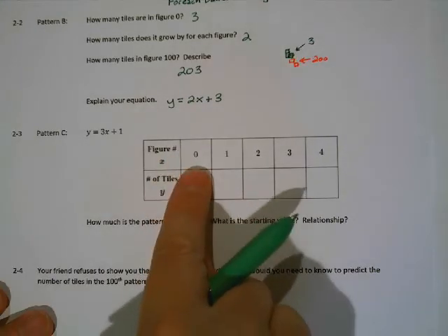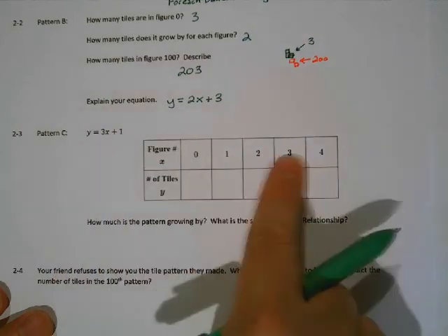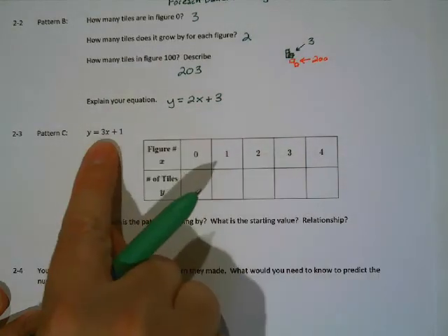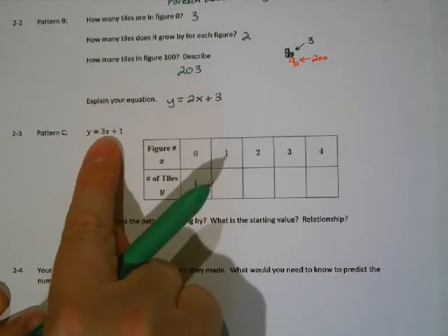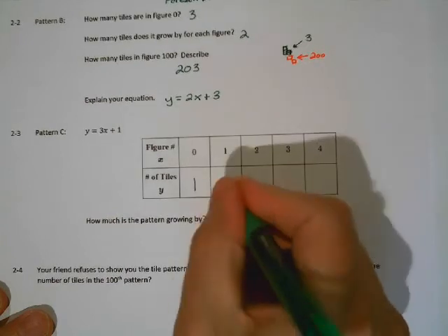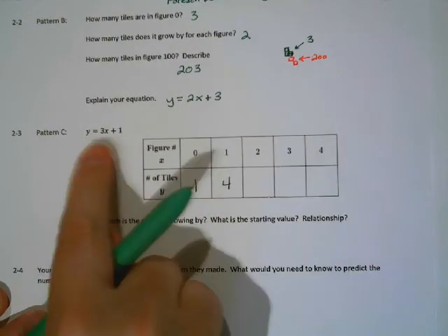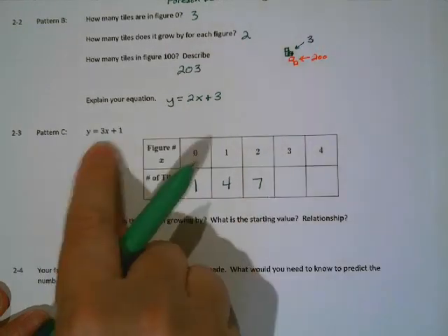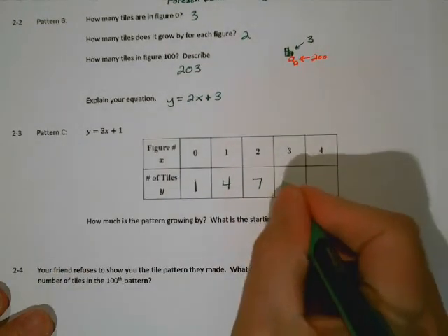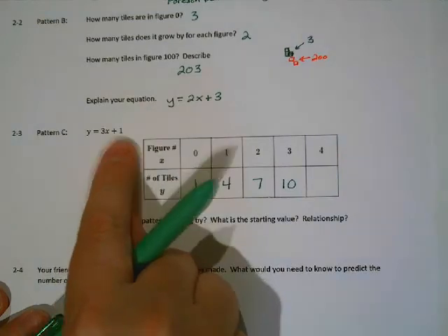Okay, so when it's 0, remember these are the x values, so I plug it in there. 3 times 0 is 0, 0 plus 1 is 1. If I plugged in 1, I would do 3 times 1 is 3, plus 1 is 4. If I plugged in 2, 3 times 2 is 6, 6 plus 1 is 7. 3 times 3 is 9, plus 1 is 10. 3 times 4 is 12, plus 1 is 13.